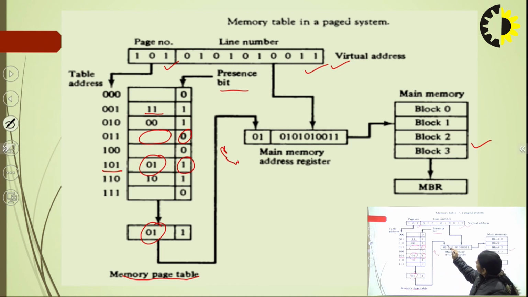Now we will take the block number 01, and the line number will be copied from the virtual address. The line number will be the same here, but the page number will be converted into the block number. Now, you can see here, this is the physical address. Now, this virtual address is converted into a physical address.